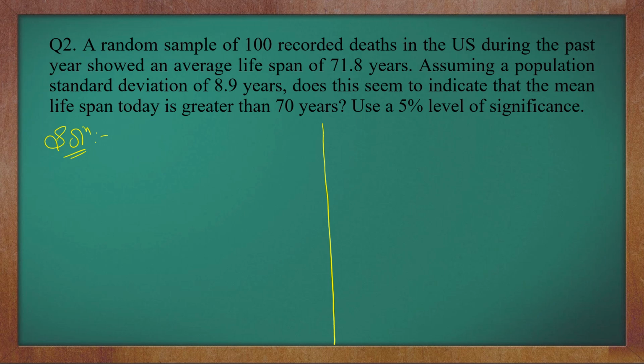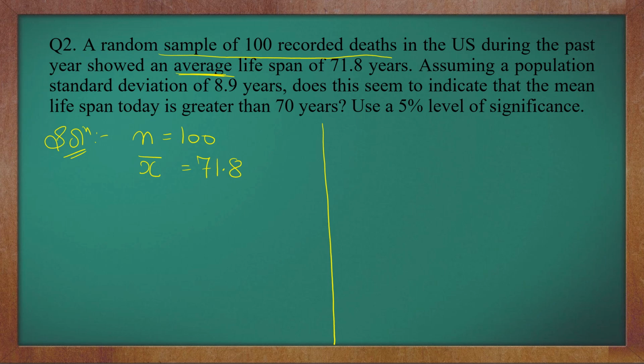Now in this question, a random sample of 100 recorded deaths. I don't know how big the population is, but the sample is 100. They are saying a random sample of 100 recorded deaths in the United States during the past year showed an average, meaning mean, lifespan of 71.8 years, meaning the average of the sample. What is the sample mean? 71.8. First of all, always write the given things.